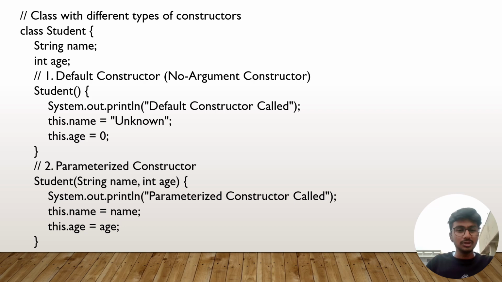Next, class with different types of constructors. Here is an example of the different types of constructors. As you can see, in class Student, we have first defined name and age. Then, comment one, default constructor, where we have used the default constructor within Student, where the parentheses have no arguments. Next, comment two, parameterized constructor, where I have used the arguments name and age. This is what the difference looks like.